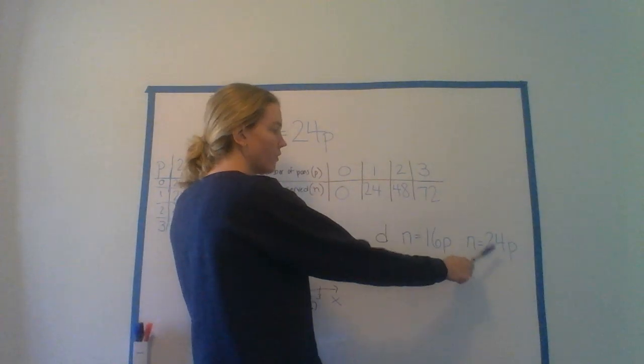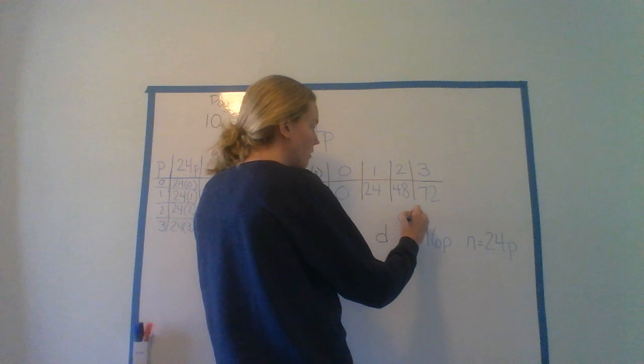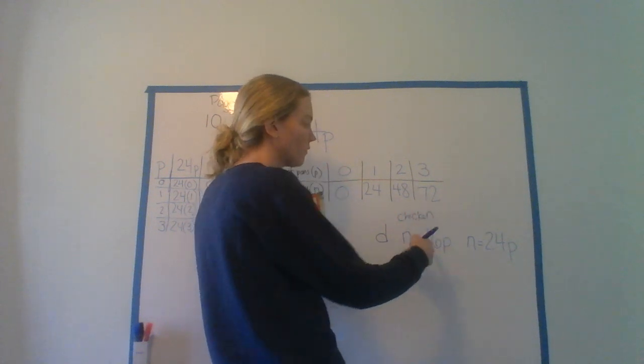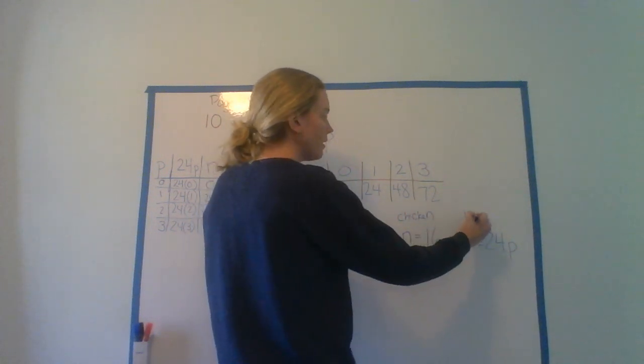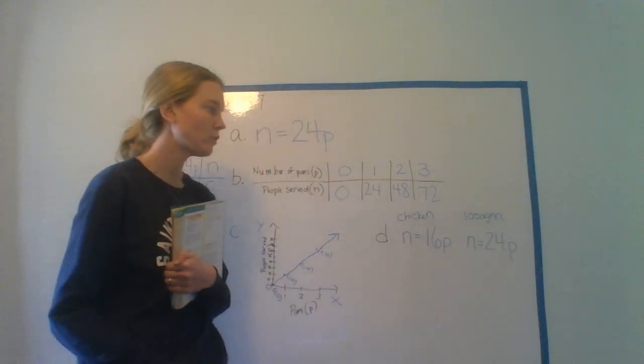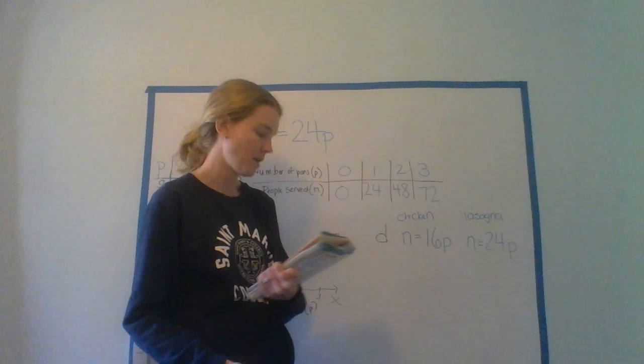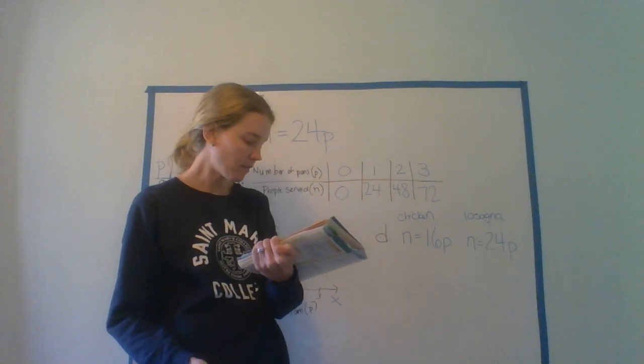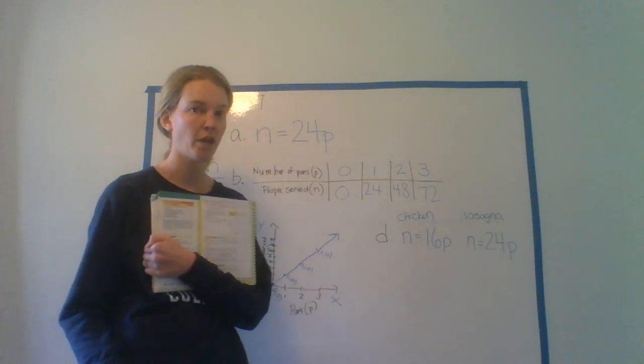So I have both equations here. This is going to be the chicken parmesan, and it serves 16 people. And then the lasagna serves 24 people per pan. So n equals 24p and n equals 16p. And they're talking about 5 pans of lasagna versus 5 pans of chicken parmesan.